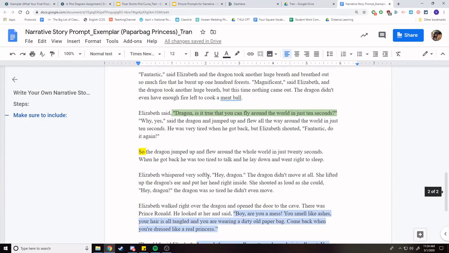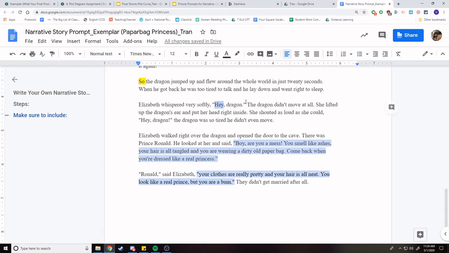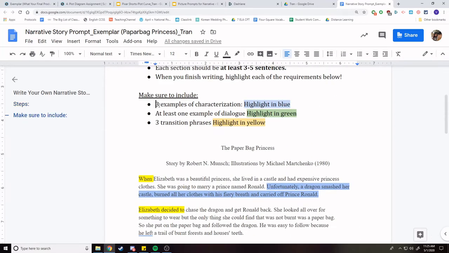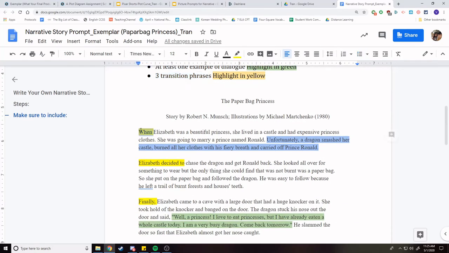And if you look through, you'll notice that I didn't highlight every single dialogue or quote, and I didn't highlight every single example of characterization. It only asks you for 3 examples of characterization, 1 example of dialogue, and 3 transition phrases, just so that I know that you know what these parts of a story are. So for example, what is a transition? Finally is a transition. Elizabeth decided to. She's changing her action. That's another example of a transition. So those are my 3 examples.